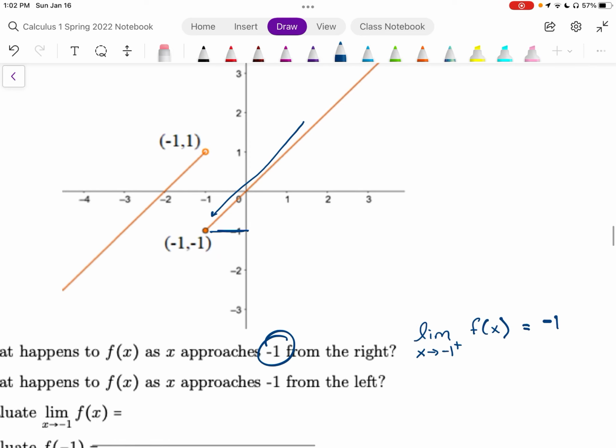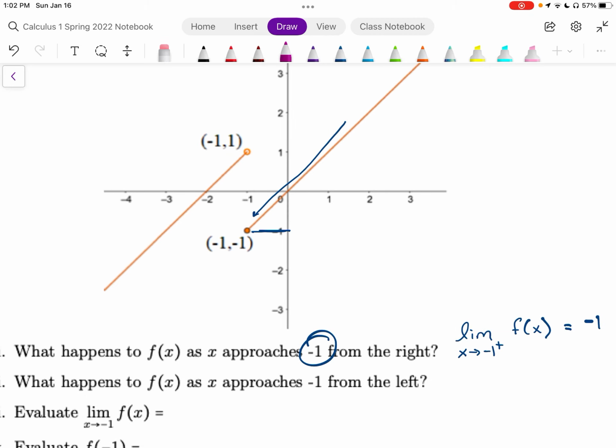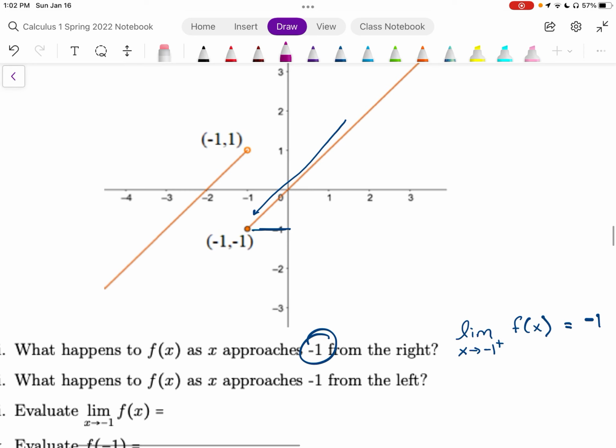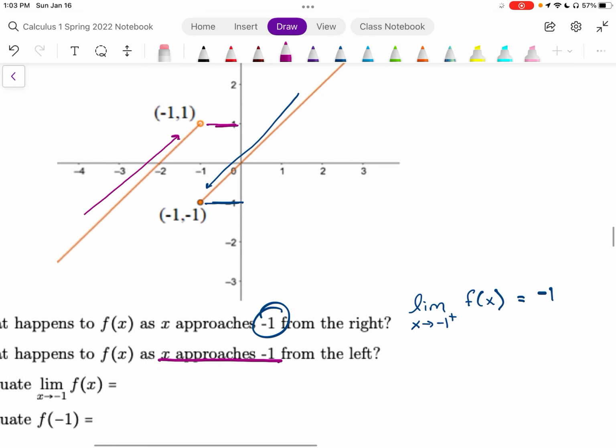equals -1. All right, so coming from the left, what happens to f of x as x approaches -1 from the left? So here we are coming in from the left. What is it approaching here? Well, it's approaching what value of y? It's approaching 1 here. Okay, so x approaches -1, but what does y approach? So y is approaching 1. So we're going to say limit as x approaches -1 from the left of f of x equals 1. Notice those are different, and that's important.